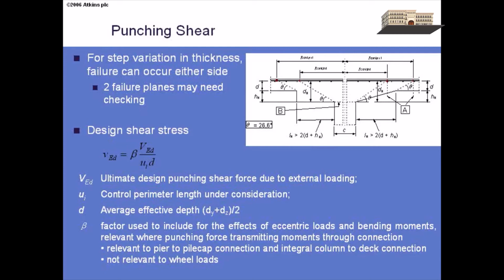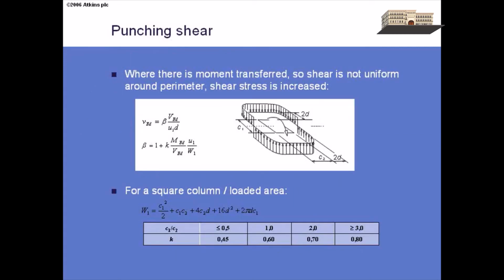The beta term is to do with any bending moment that's being transmitted at the same time as the punching force. The easiest one to imagine is a pile cap with the piles coming up trying to punch through the base. If we shove the pile cap for whatever reason, an impact or something, then we'll generate bending moments at the pile head connection. Now they have to be taken into account, and the reason is if we have bending at the same time as punching, then most of the punching force is going to be taken on the side where the bending moment is putting compression.